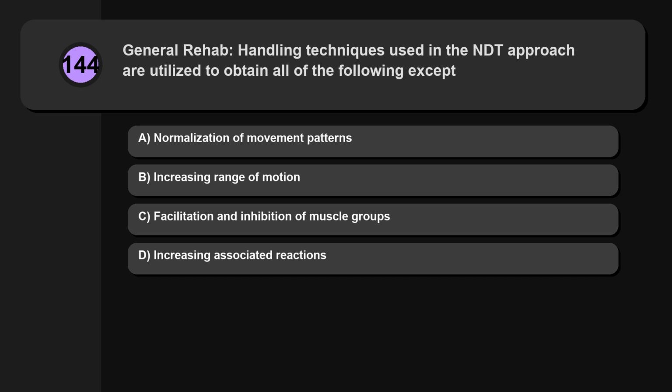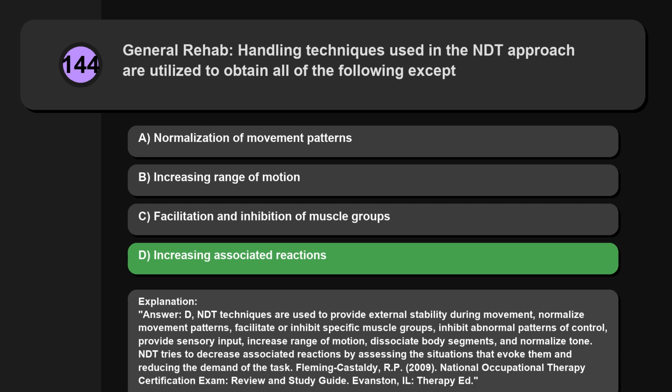Question 144. General rehab. Handling techniques used in the NDT approach are utilized to obtain all of the following except: Option A. Normalization of movement patterns. Option B. Increasing range of motion. Option C. Facilitation and inhibition of muscle groups. Option D. Increasing associated reactions. The correct answer is option D. Increasing associated reactions. Answer D.